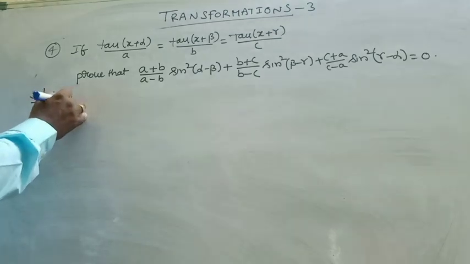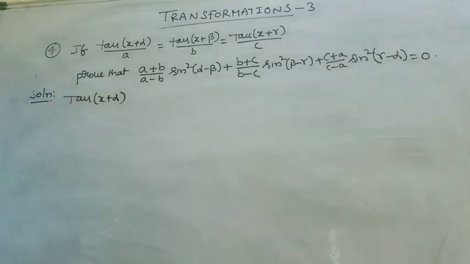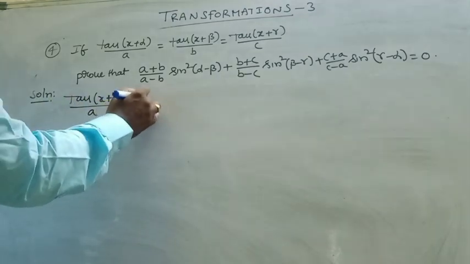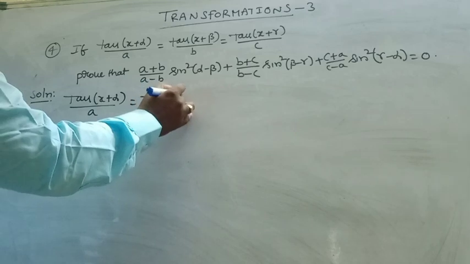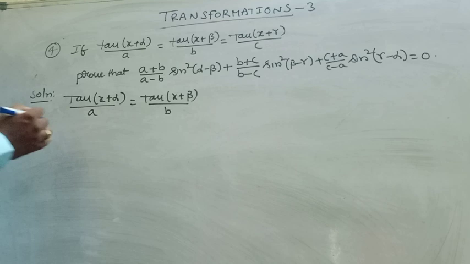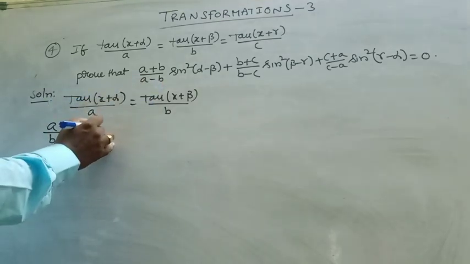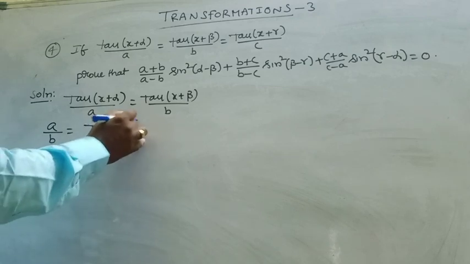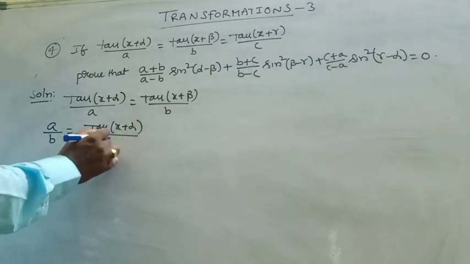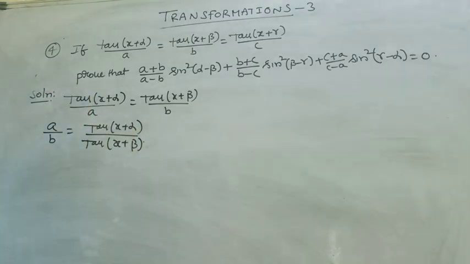Let us take, my dear students, tan of (x plus alpha) by a is equal to tan of (x plus beta) by b. From this, what will we get? We get a by b equal to tan of (x plus alpha) by tan of (x plus beta). So a by b equals tan of (x plus alpha) by tan of (x plus beta).